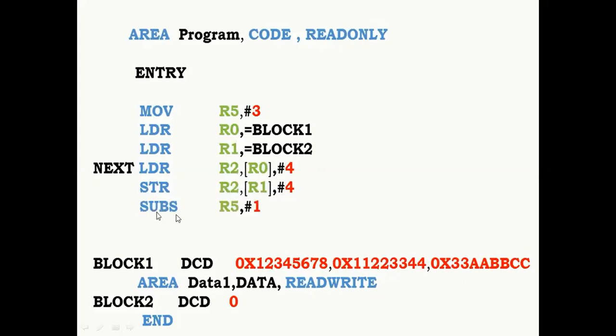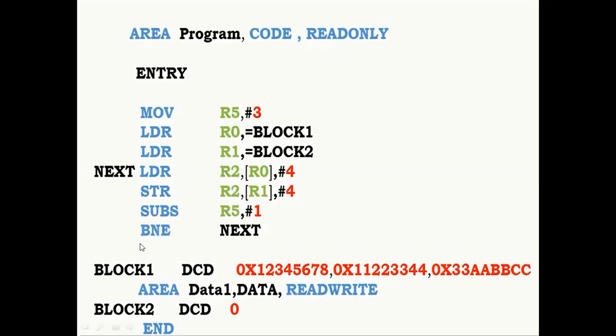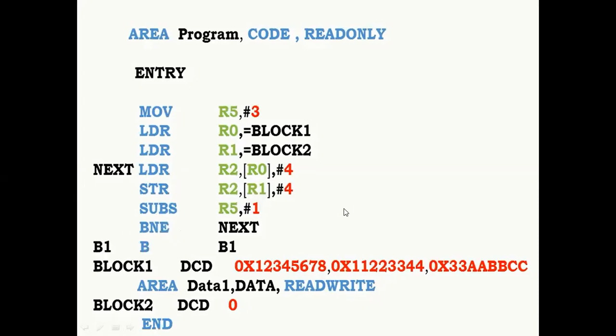Next, you decrement the count. One value is loaded from block 1 to block 2, so you decrement the count. Count becomes 2. Branch if not equal to next, that means count is not equal to 0, so this loop will be followed. This loop will be executed continuously till the count becomes 0. When count becomes 0 and this condition is not satisfied, it will come out of the loop.